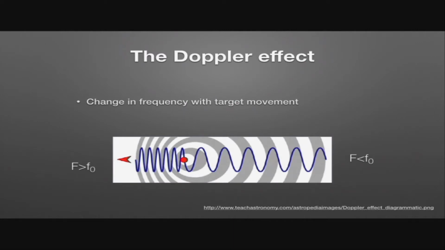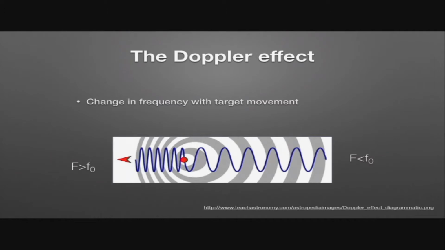So the Doppler effect is the effect that you have when you're standing on the road and you hear that ambulance come past you, and it starts off with a higher pitch and then goes to a lower pitch sound. And it's exactly the same principle that we're using to detect movement and flows in the body.